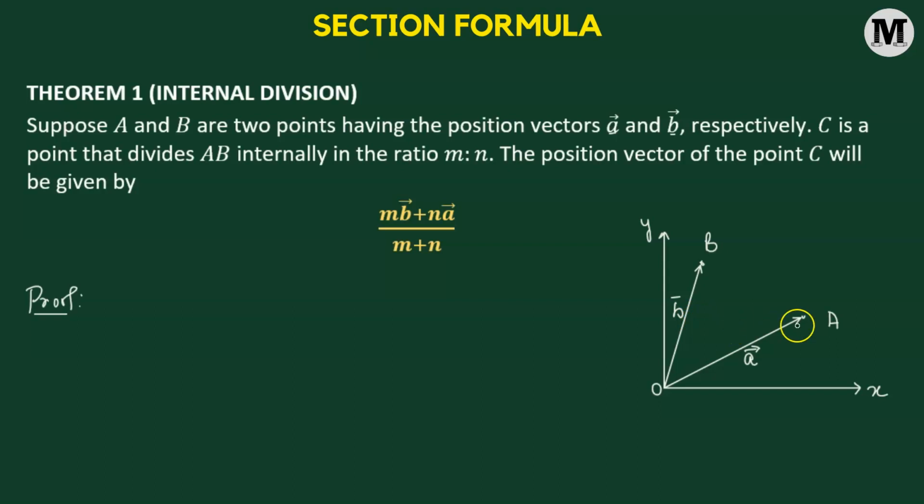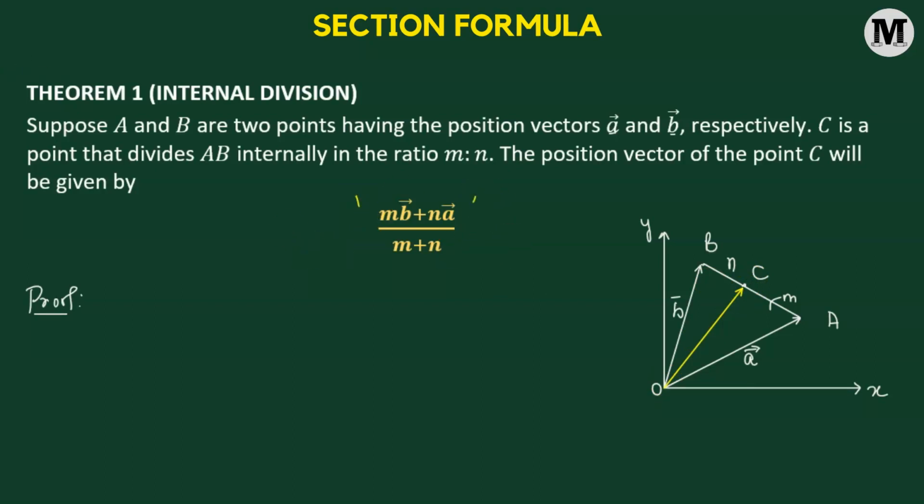Now our goal will be to join point A and point B with a vector going from A towards B. Now let's say we have a point C on the line AB, and this particular point C is dividing the line segment AB in the ratio m is to n internally. Now our goal will be to define the position vector of this particular point C. In other words, we need to show that the position vector OC is given by this particular formula.